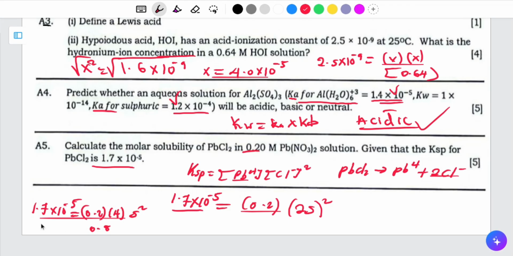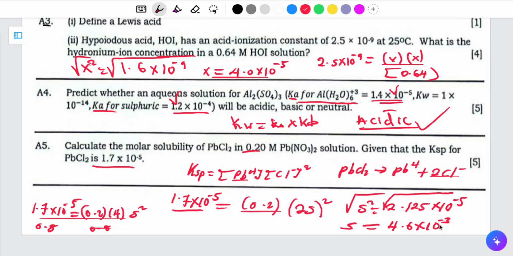So S squared is going to be equal to, when I divide, 2.125 multiplied by 10 to the power negative 5. Then the root. So S is going to be equal to 4.6 multiplied by 10 to the power negative 3 moles per liter. So that is what we are going to have as our final answer.